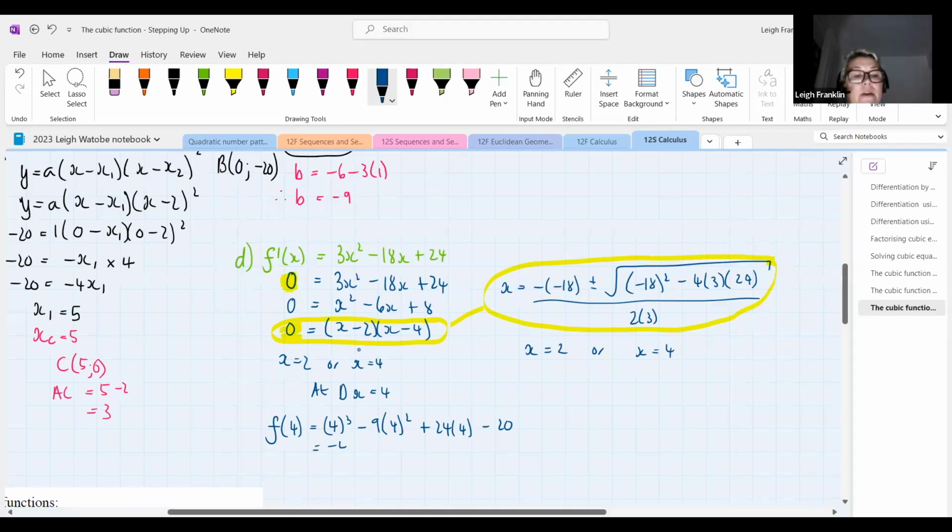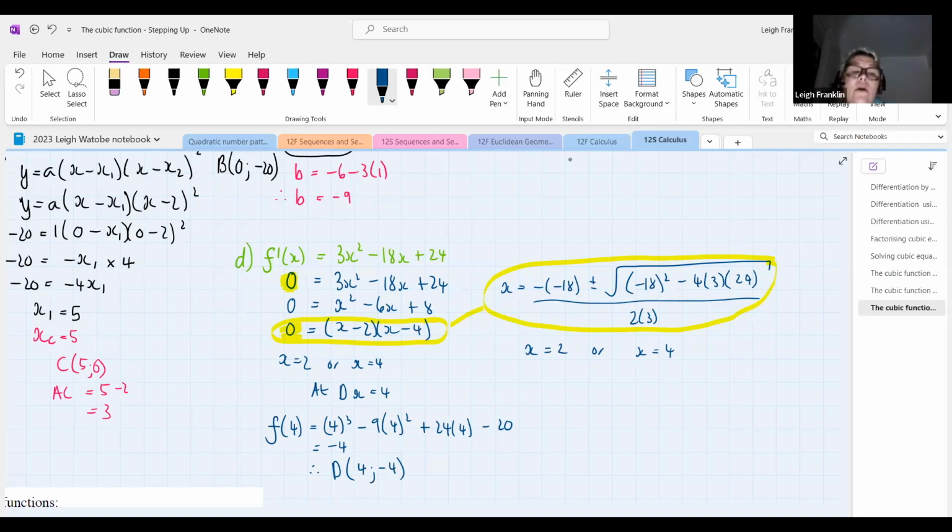I'm also getting negative 4. Okay, and when they ask you for coordinates, make sure that you write your answer as coordinates, because sometimes they give you marks on that. Sometimes they're lenient and they let it slide if you just work out an X and a Y, and other times they're pedantic about it. So if they ask for coordinates, write the coordinates and then no one can penalize you for anything.